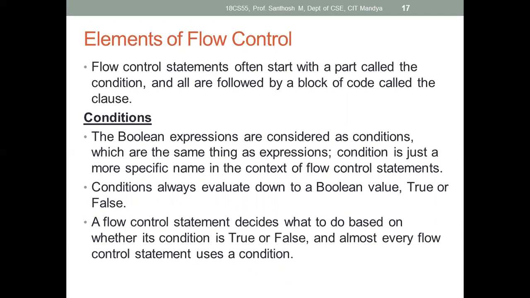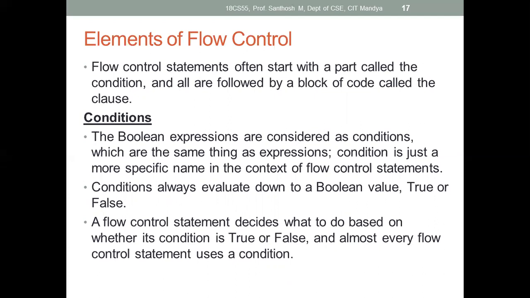So the first topic is elements of flow control. The main elements of flow control are the statements. Flow control statements often start with a part called the condition. The main thing of flow control is the condition. Why? Because based on that condition only we are going to execute the statements. What statement we execute first, what statement we execute next, how many times a statement will get executed, all those things will be decided by your condition.